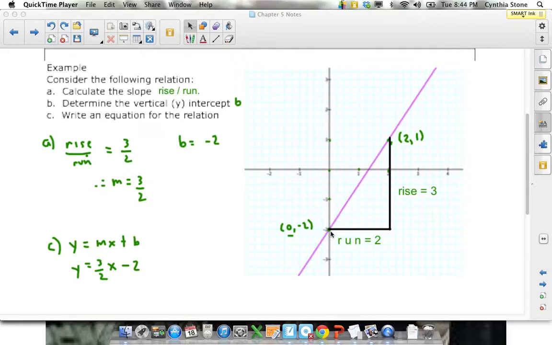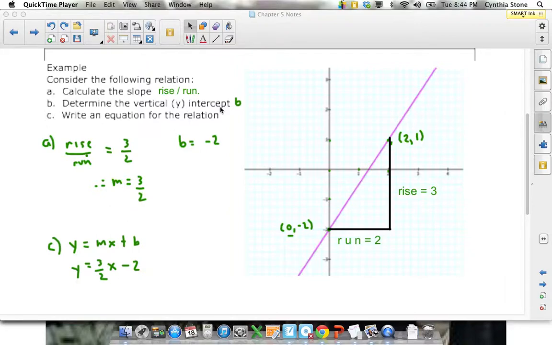You can do between any 2 points. I've told you this before. Easiest to pick two that lie nicely on the grid. So I picked the y-intercept, 0 and minus 2, and up here, 2 and 1. And then you find the rise, you find the run. In this case, the rise is 3 because you're going up from minus 2. 1, 2, 3 is my rise, and my run is 1, 2. So that gives me my slope m, or 3 over 2.